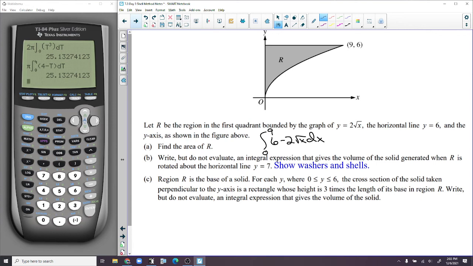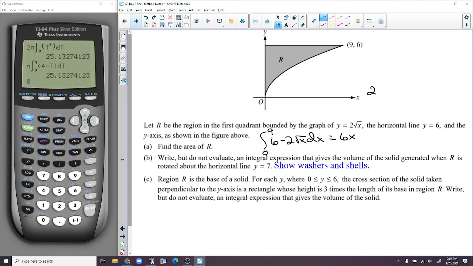Before all of this rotation and all this stuff that we've been talking about, all you knew was top minus bottom when we did area. So don't start throwing weird stuff in here. It's just top minus bottom to find area. We're not finding volume on letter A. Don't overcomplicate it.